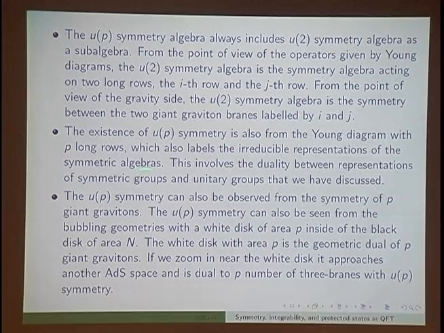So this algebra is rather robust because it's from the U(2) symmetry algebra, where the U(2) symmetry algebra on the gravity dual side corresponds to the symmetry algebra of 2 D-branes. And so in a strong coupling regime, such symmetry algebra is robust because the gravity dual captures the strong coupling regime of the field theory.